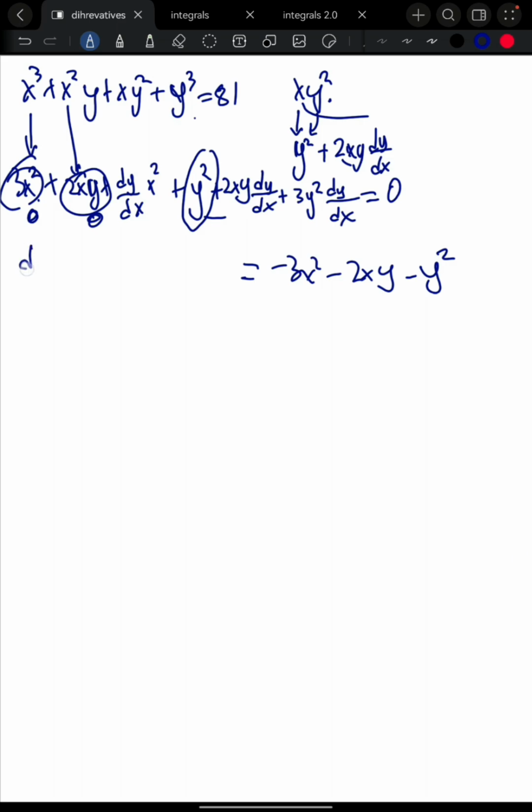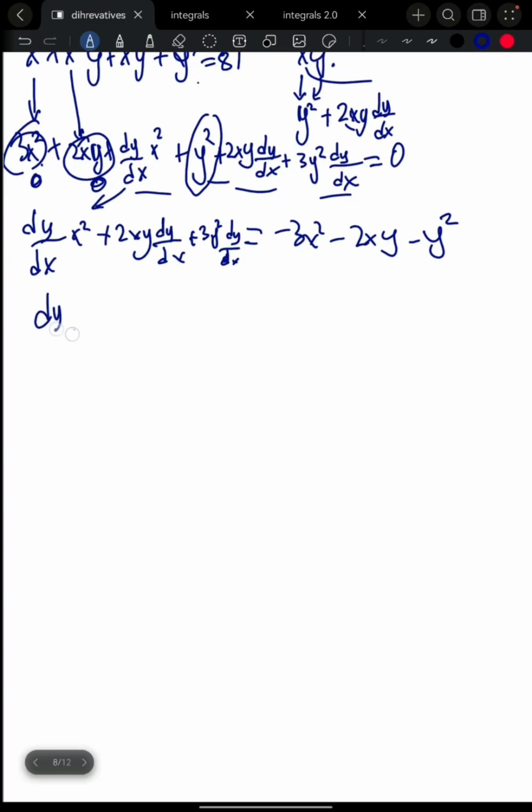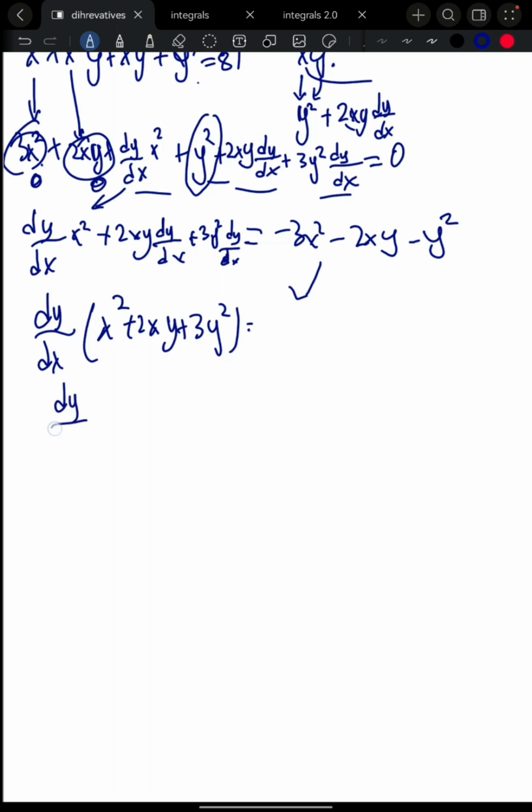So I'm going to write this down here: dy by dx times x squared plus 2xy dy by dx plus 3y squared dy by dx. Hopefully I didn't forget any terms. Sure. And then I'm going to take out dy by dx as a common factor. It's going to be x squared plus 2xy plus 3y squared equal to all of that, and then I'm going to divide that. So in the end, it's going to be, you know what?